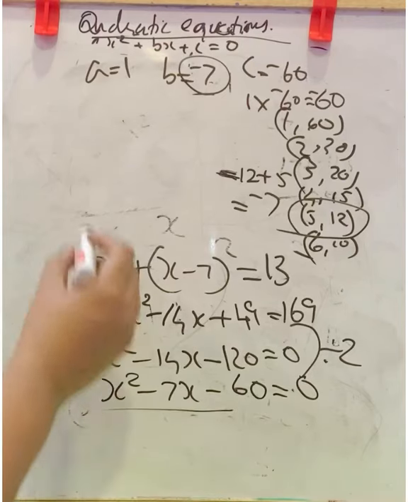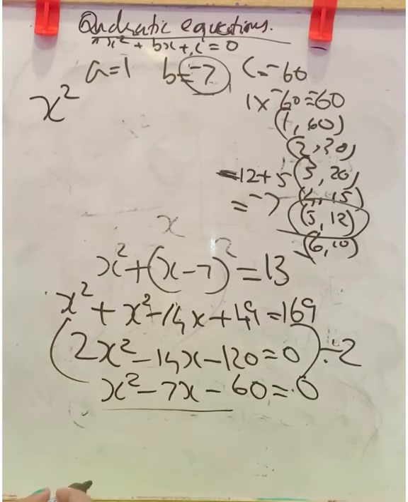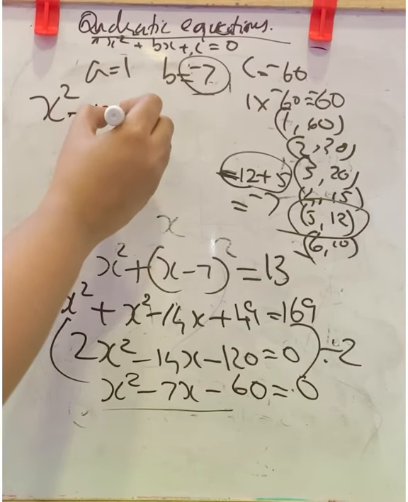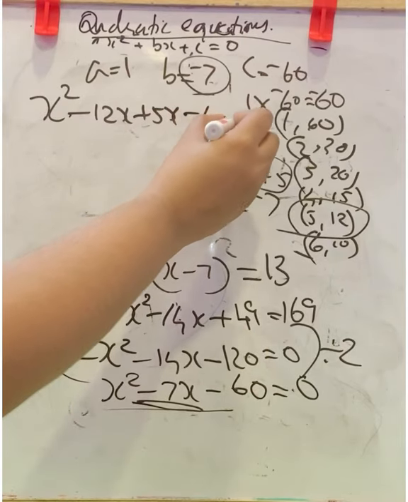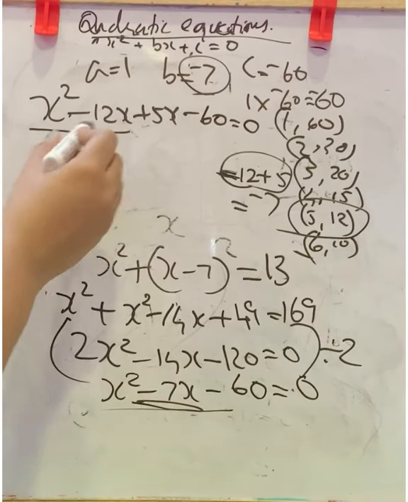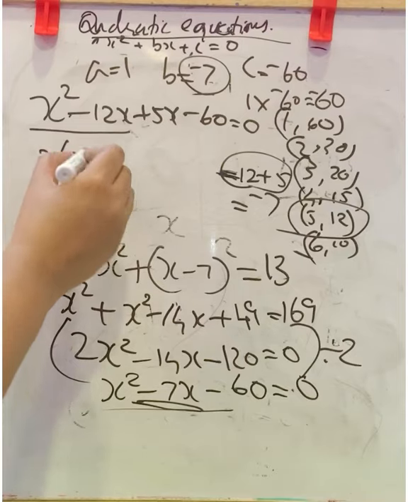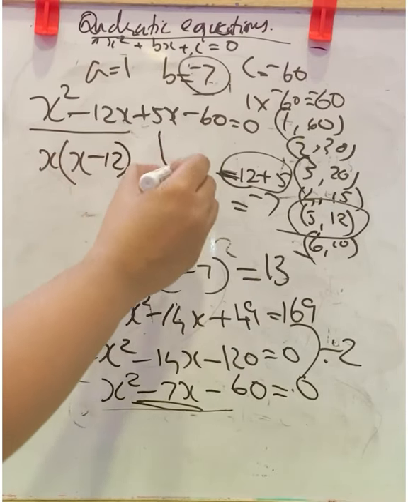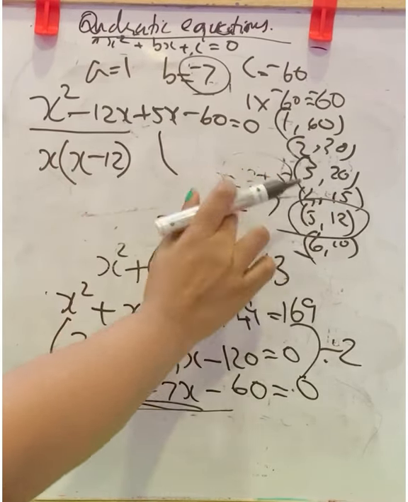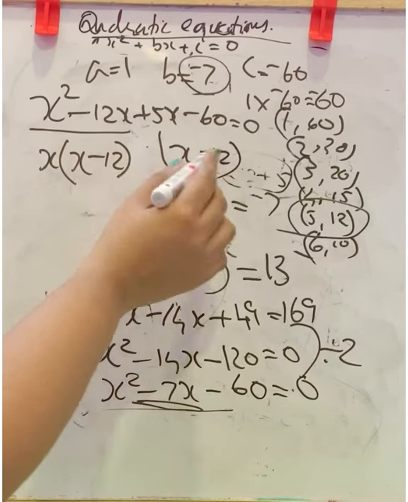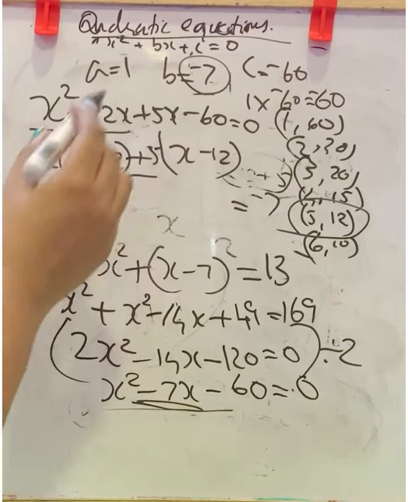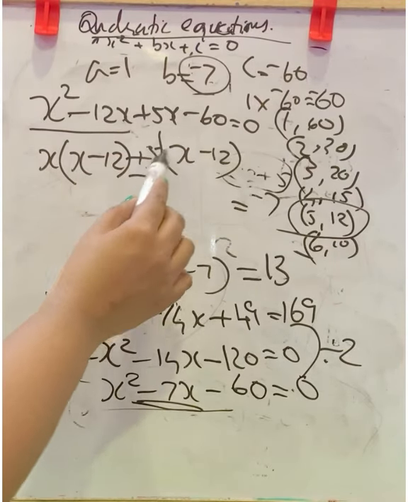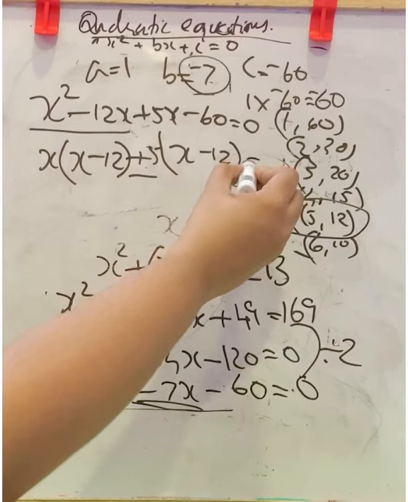So this can be written as x square minus 7x can be split into minus 12x plus 5x, that is minus 7x, minus 60, equal to 0. Now from these two terms x is common. Here x minus 12, first you write x minus 12, that is this bracket. Now check, dash into x is plus 5x, plus 5 into x is plus 5x. Now check with this, plus 5 into negative 12, minus 60 equal to 0.